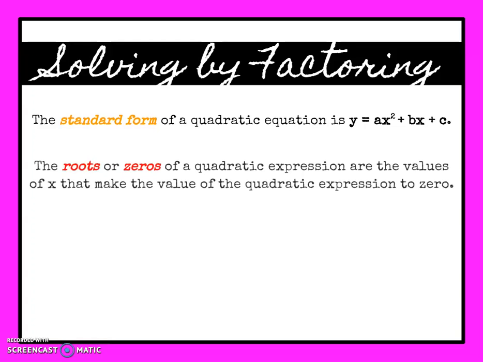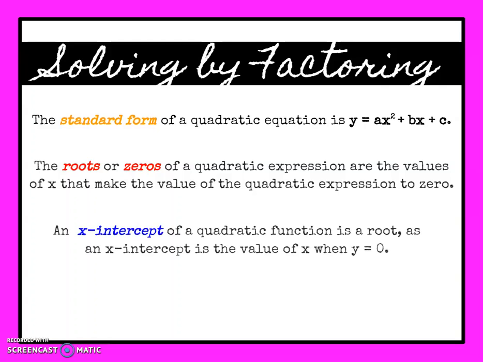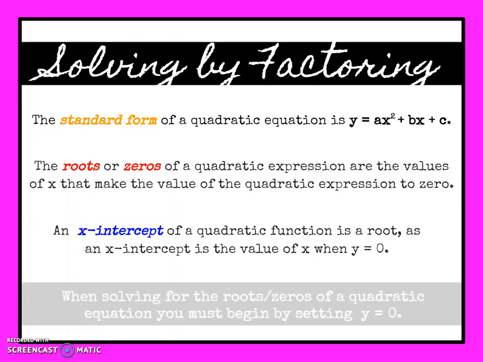Some new terms, the roots or zeros of a quadratic expression, those are the values for x that make the value of the quadratic expression equal to 0. Essentially, what is x when y is 0? Which is another name for an x-intercept, as the x-intercept is the value of x when y is equal to 0. So the terms roots, zeros, x-intercepts, those are all interchangeable.